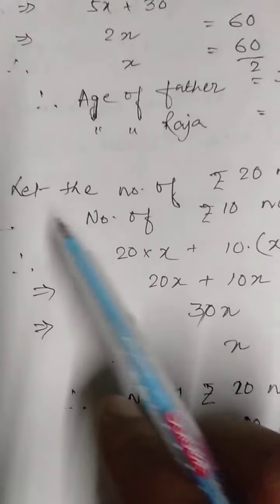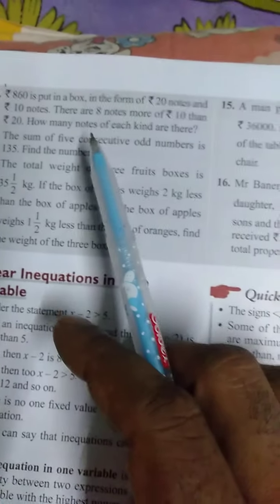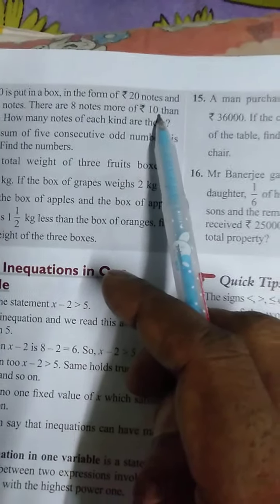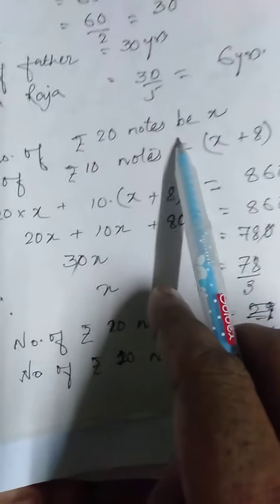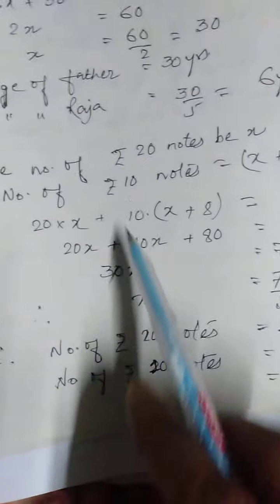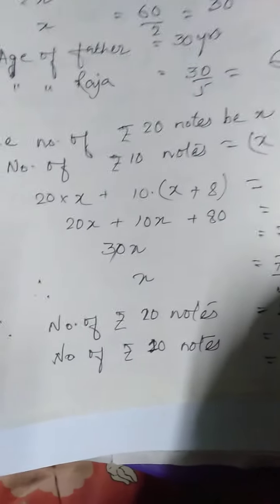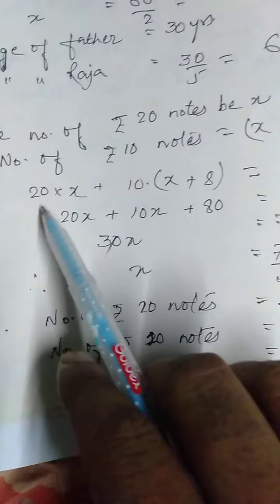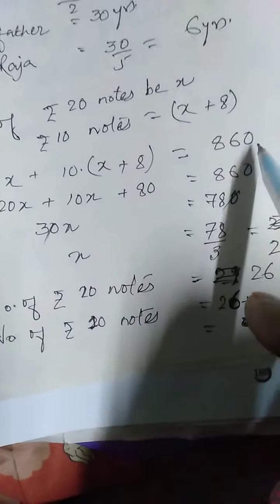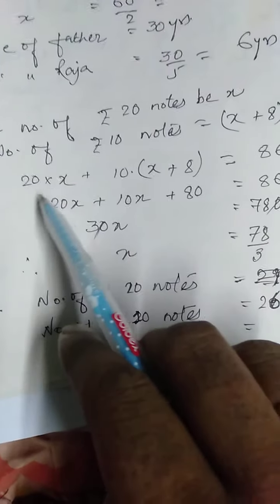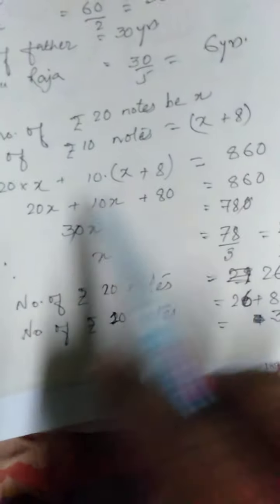So here they have given that there are 8 notes more of rupees 10. So let the number of rupees 20 notes be x. Therefore the number of rupees 10 notes will be x plus 8. Now 20 into x plus 10 into x plus 8, this whole value is 860. This is the equation: 20x plus 10 into x plus 8 is equal to 860.